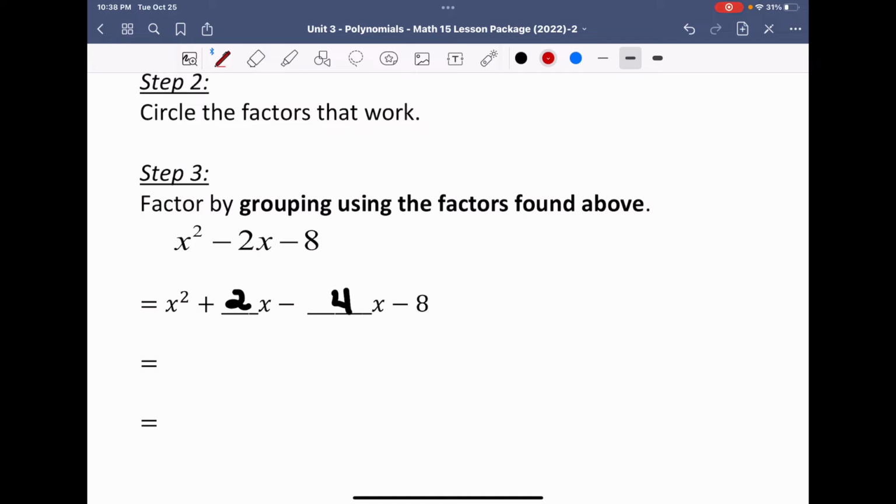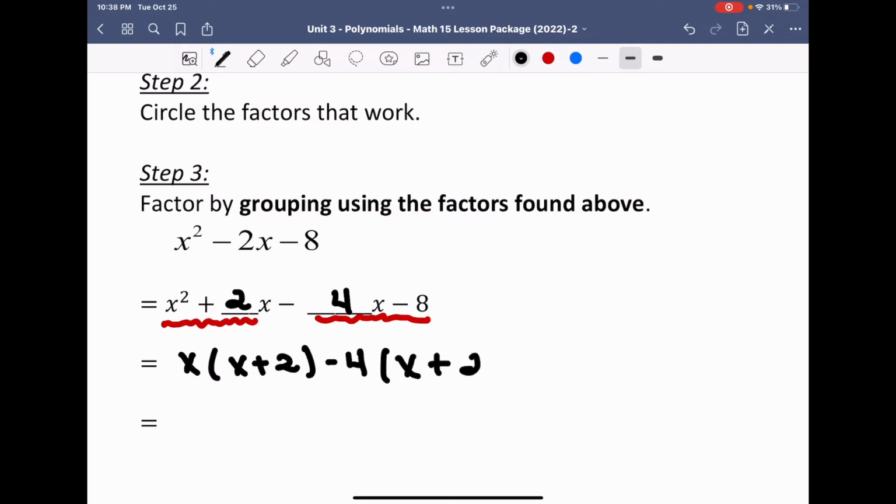Now we want to factor by grouping here. I group my first two, I group the last two terms, and now I need to take out something common from each of those groups. From x squared and 2x, I can take out a common x, leaving me with x plus 2. From negative 4x and negative 8, I can take out a negative 4, leaving me with an x plus 2. Because we know if we remove a negative, both of those signs are going to change.